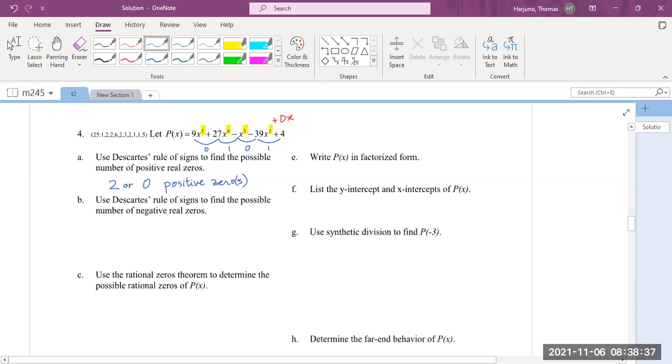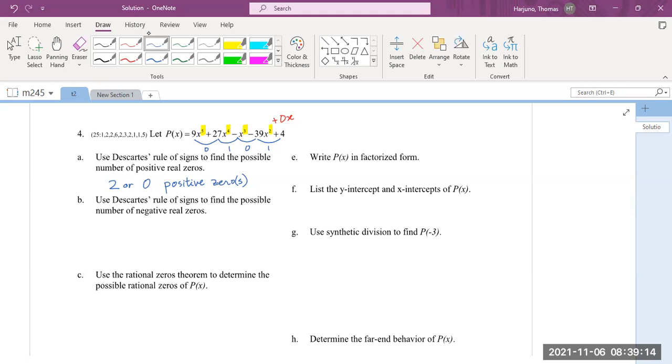Why zero, Thomas? Why zero? You have two variations of signs. For every number of variations of signs you have, that's the possible number of positive zeros, but also every number subtracted by 2 from there. So, for example, let's say you have 5 variations of signs, right? So either you have 5 positive zeros or only 3 or only 1. Okay, we keep on subtracting by 2 until it becomes 1 or 0. Now let's take a look.